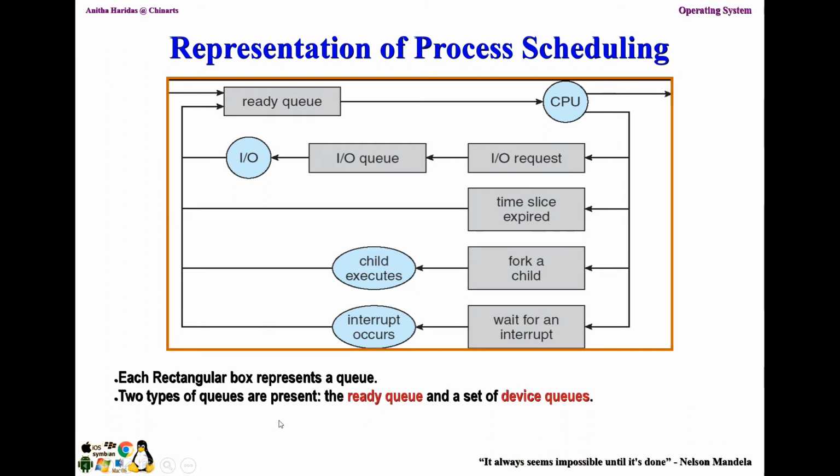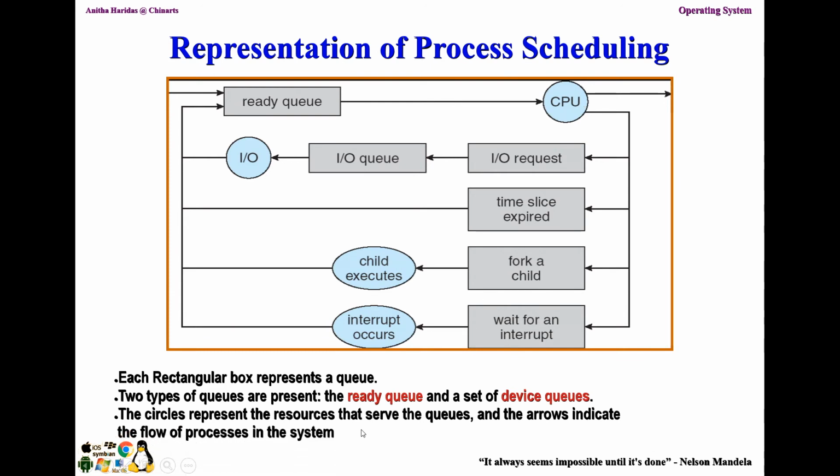Then two types of queues are present, the ready queue and the device queue. So this is the ready queue and these are the device queues available. And the circles here represent the resources. This is one resource, this is another, one is an input output device, and the CPU is another resource. Okay. Now the arrows indicate the flow of processes in the system, how a process flows from one queue to another queue, that is also represented here.